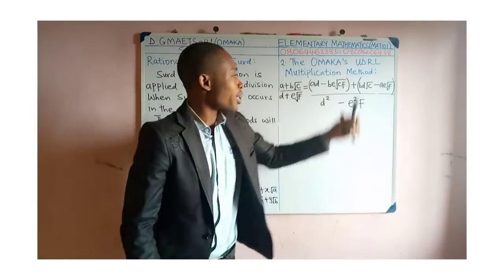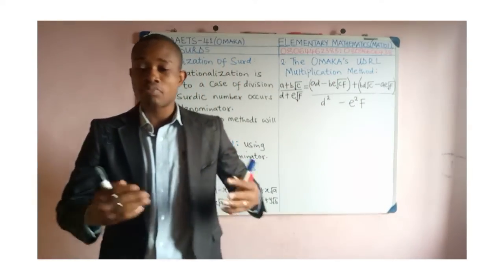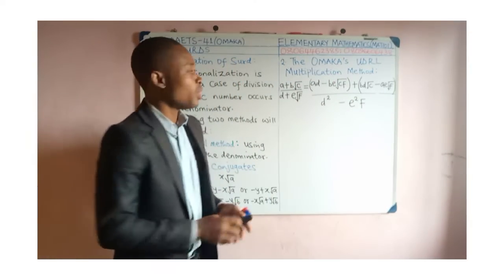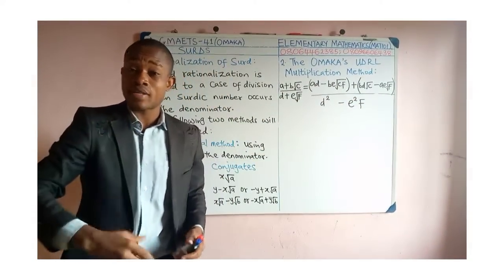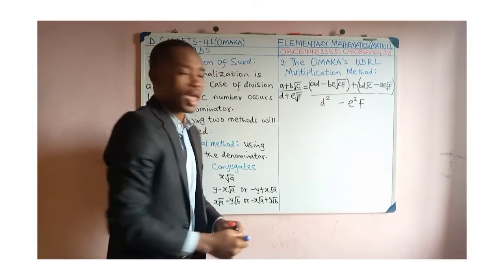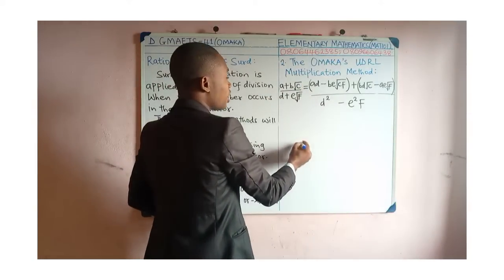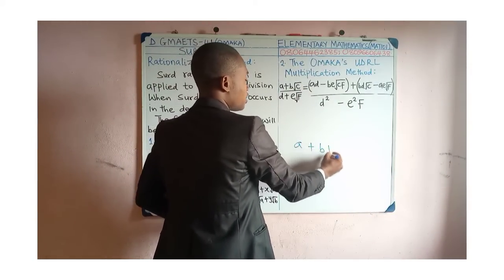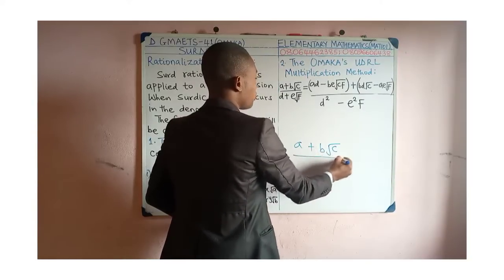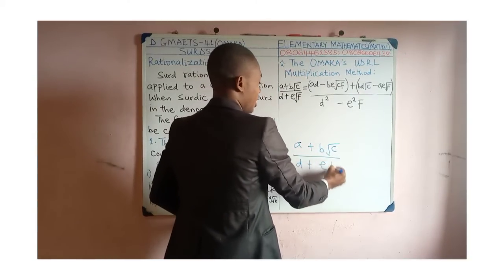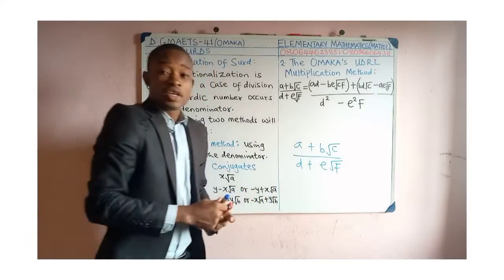We now consider the Omaka's up and down, right and left multiplication method. So this is it. It's a formula, so it's expected that you memorize it. But let me show you how it actually came about. Just imagine that we have a plus b root c. You have to go in this pattern. I'm going to show you, please. Remember, it's a principle, and so you need to follow it so that you don't get into trouble. So this is how we go.